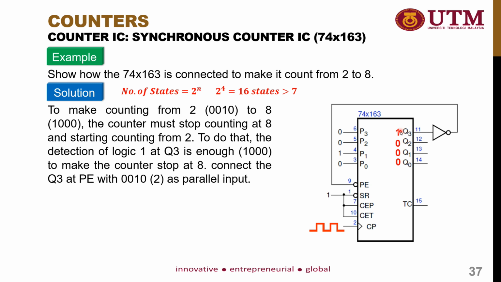What you can see here is that at this state, you need to give the PE input a value of 0. You need to activate the PE in order to start counting from this value. When this value is achieved, which equals 1000, the 1 will be connected to the NOT gate, so it will become 0. The 0 will be connected to the PE, so PE will be activated and the counter will start to count from this value 2.